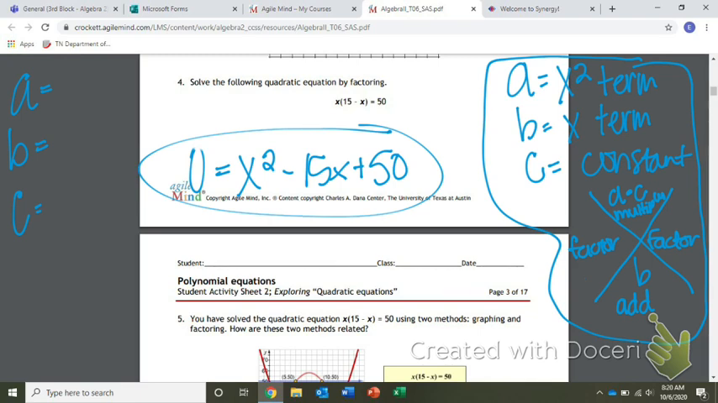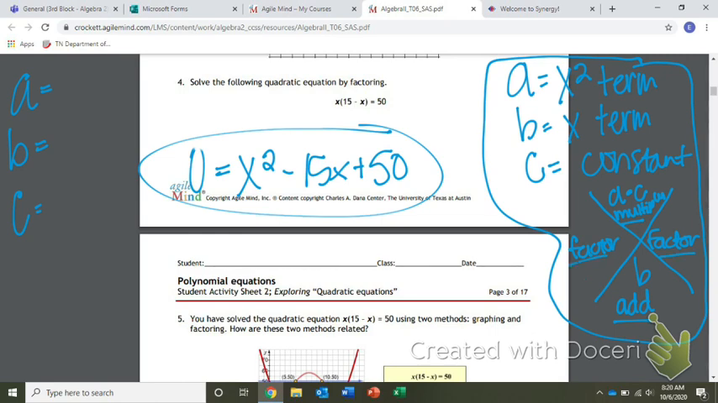Make sure you have this information right here. A equals the x squared term. B equals the x term. C equals the constant. You have this big X. You have the letter B in the bottom, A times C up top, the word add, the word multiply, and the word factor on either side.